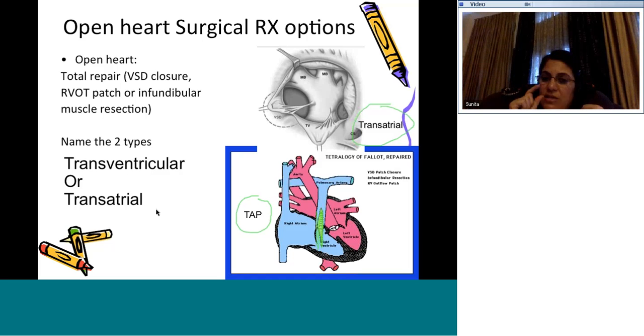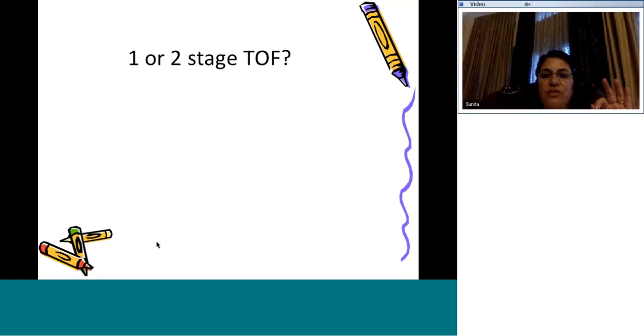So, if pulmonary arteries are small, what is your treatment? Your treatment is BT-shunt. If pulmonary arteries are adequate, next you look at the pulmonary annulus. If the pulmonary annulus is adequate, what is your treatment? Transatrial repair. If the pulmonary valve annulus is small, your treatment is transventricular repair. So you see how knowing the anatomy and the pulmonary valve annulus will determine what type of procedure you do.